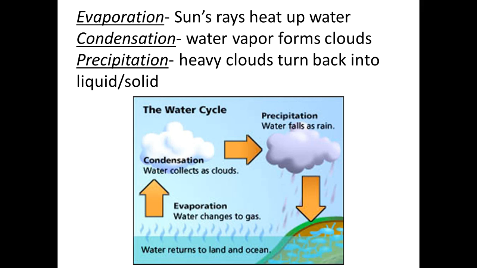3 parts of the water cycle which are really important and really confusing. Let's know the difference. Evaporation is when the sun's rays heat up the water and cause it to turn from liquid into vapor. Condensation is when that water vapor collects together and forms those clouds. And then precipitation is when those clouds get so heavy they have to return back to Earth in a liquid or solid state.